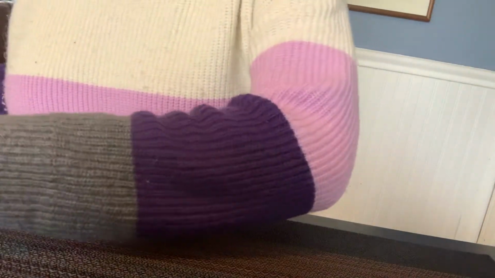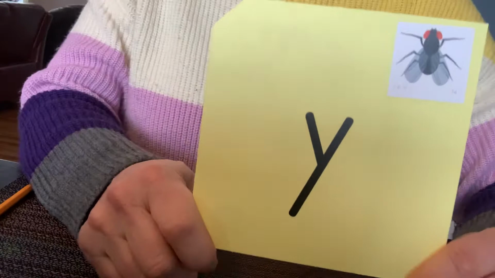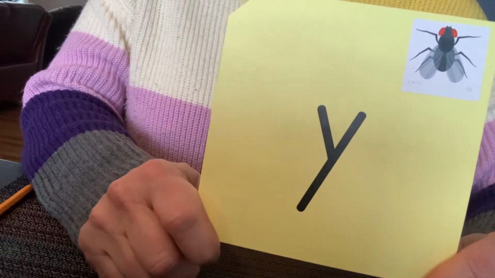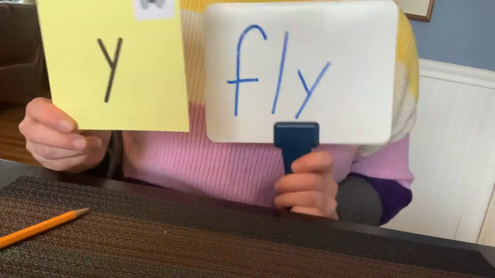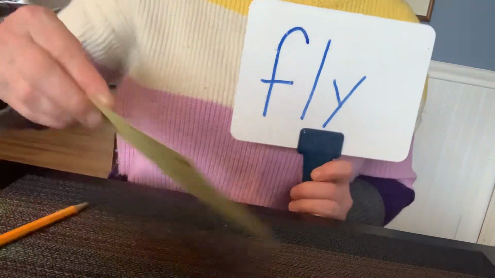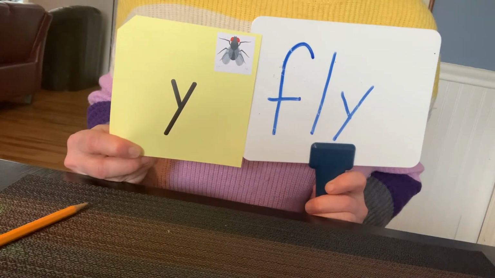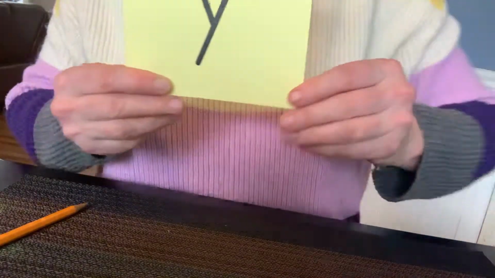Okay, and now we're going to learn a new sound today. The sound is the long I sound that is spelled sometimes with the Y, as in fly. Fly is spelled F-L-I. And when a Y is at the end of a 3-letter word, it's always pronounced as I, such as shown in fly.